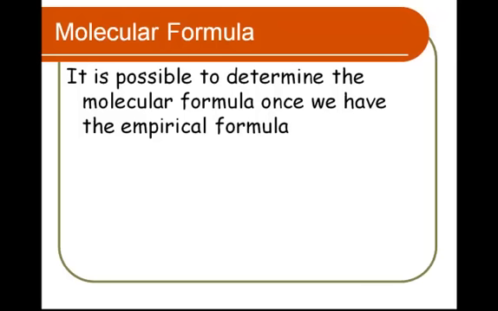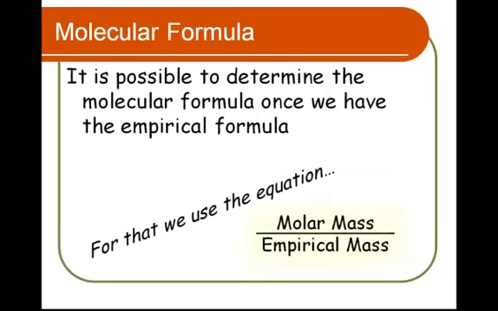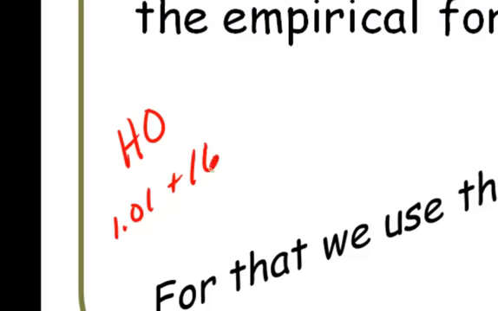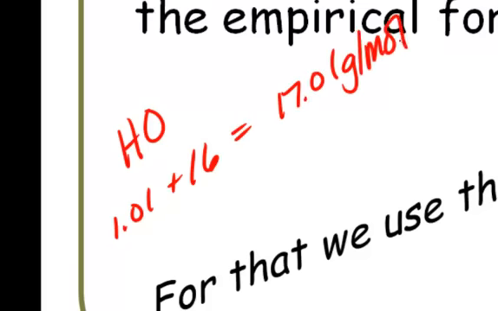It's possible to determine the molecular formula once we've determined the empirical formula. And for that, we're simply going to use the equation of molar mass divided by empirical mass. So we're going to need to be able to recall this formula from memory. Molar mass is the mass of 1 mole of the substance, and the empirical mass is the mass of the empirical formula. So if the empirical formula for a substance is HO, well, the molar mass would be 1.01 plus 16, so the empirical mass would be 17.01 grams per mole.